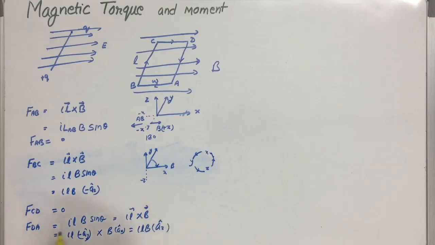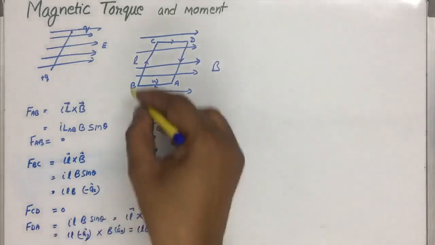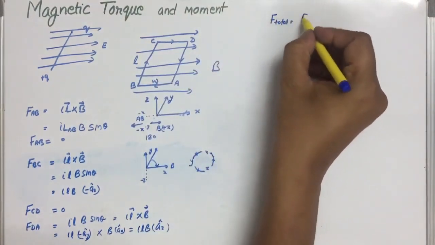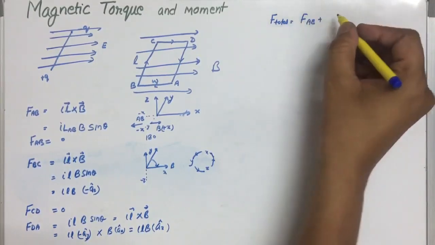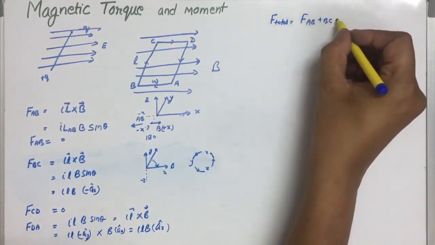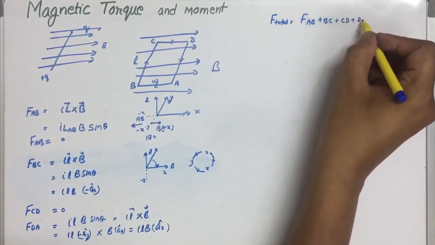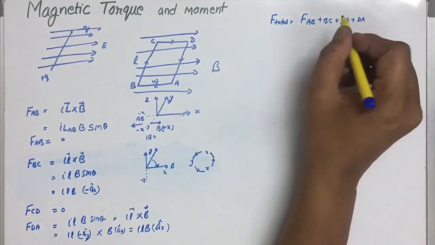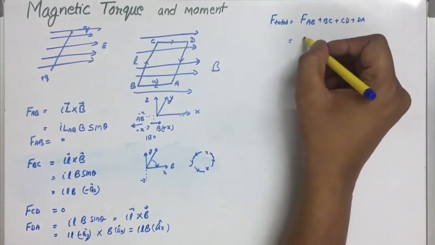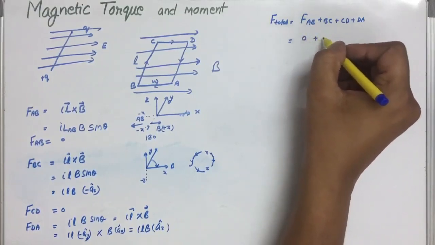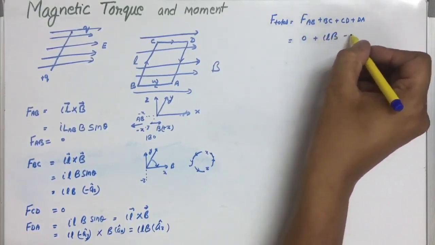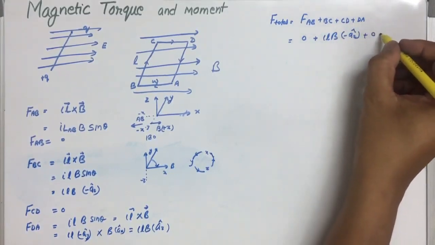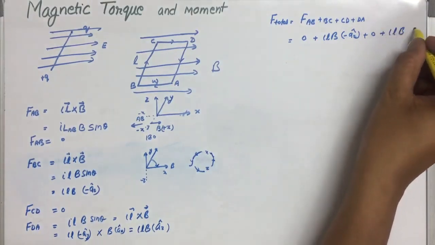Okay, so if we find the net force acting on this loop, then F total will be FAB plus BC plus CD plus DA, the total force: force between this plus force between this plus force between this, and so on. So combining all, it will be 0 plus ILB in the direction of minus AZ plus 0 plus ILB in the direction of plus AZ.